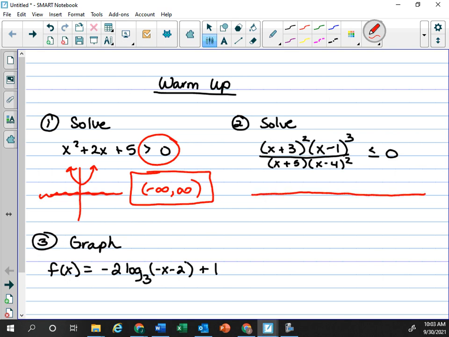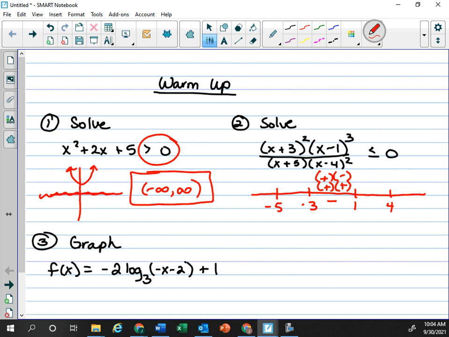All right, the second one here is much more the traditional number line. Let's figure it out. So it looks like we have -5, -3, 1, and 4. I'm testing 0 because it's easy. 0 plus 3 squared would be positive. 0 minus 1 cubed, that'd be negative. 0 plus 5, positive. 0 minus 4 is negative, but then I square it, so it's positive. So I see one negative out of all of that, so I know that little region is negative.